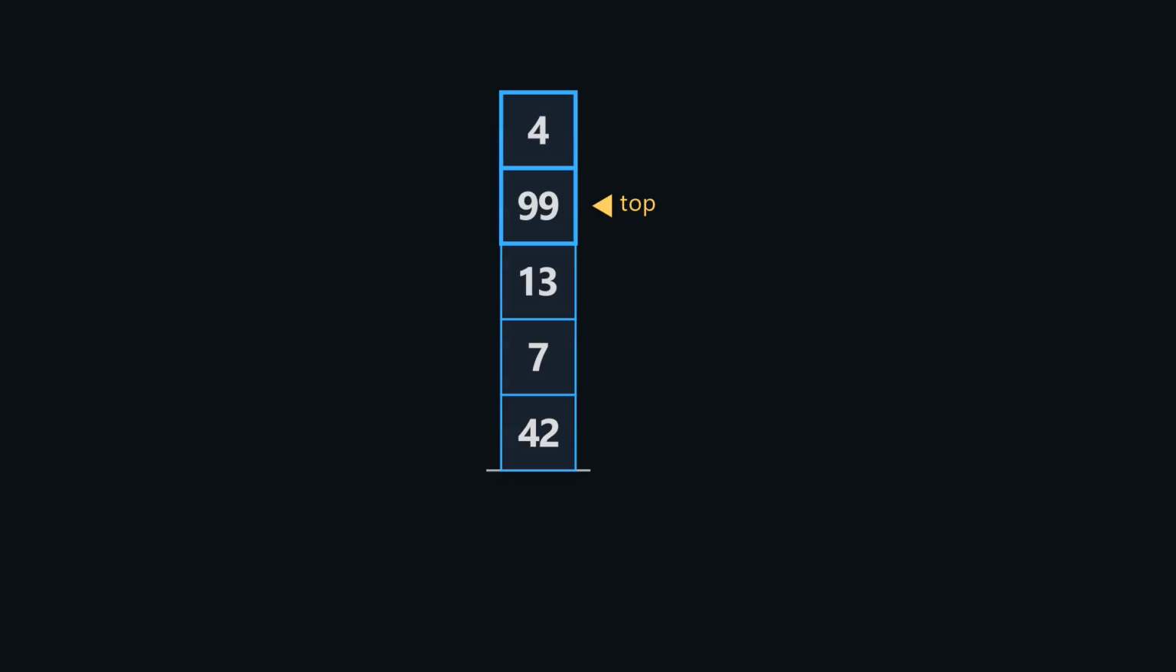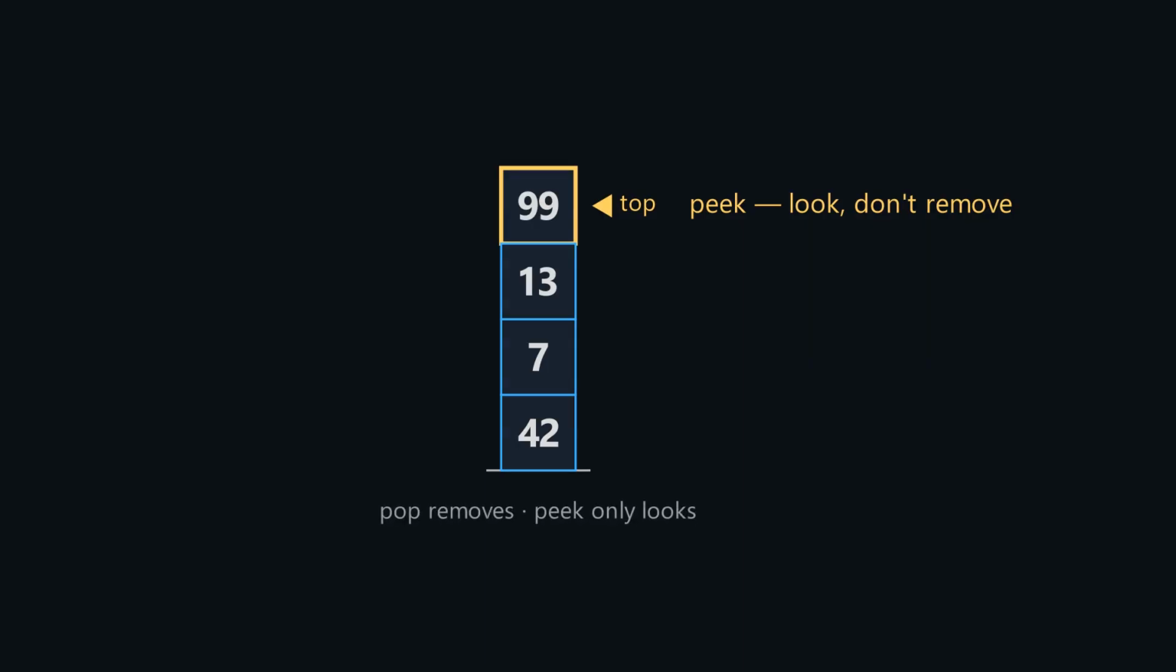And notice what doesn't happen here. Nothing underneath ever moves. We're only ever touching the top. Taking one off, that's a pop. The top value lifts off, comes back to us, and just like that, it's gone. And if you just want to look at the top without taking it, that's called a peek. But careful, because these two are different. A pop removes it and hands it back. A peek only looks. The item stays right where it is.